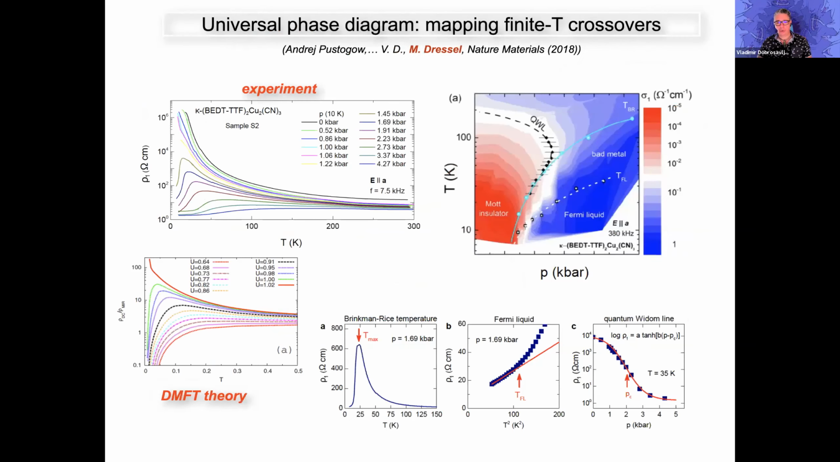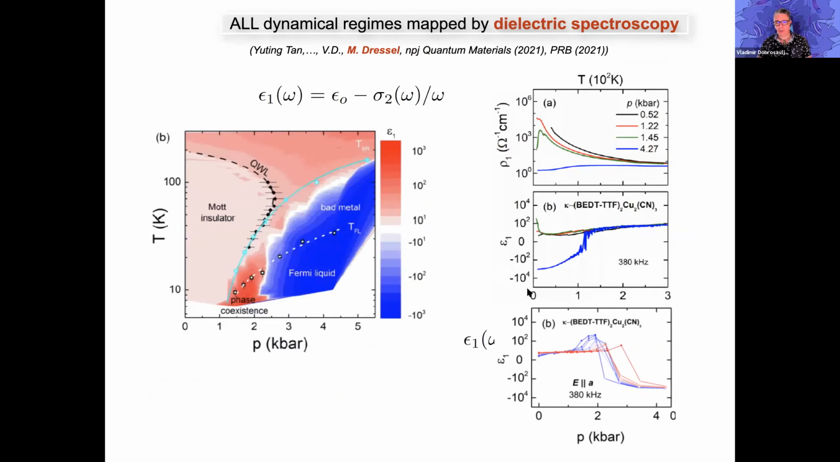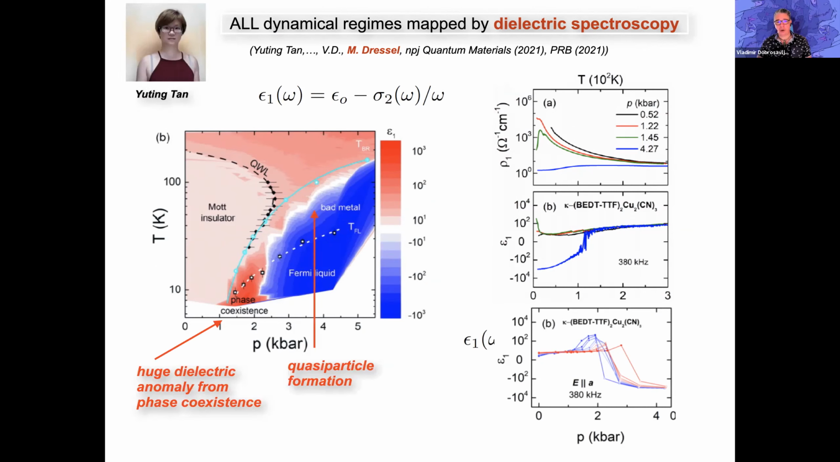I just want to show you one more picture here. So we can also capture this drop of the electric constant over here. And we also see this huge peak in the electric constant. So pretty much everything is now completely understood.